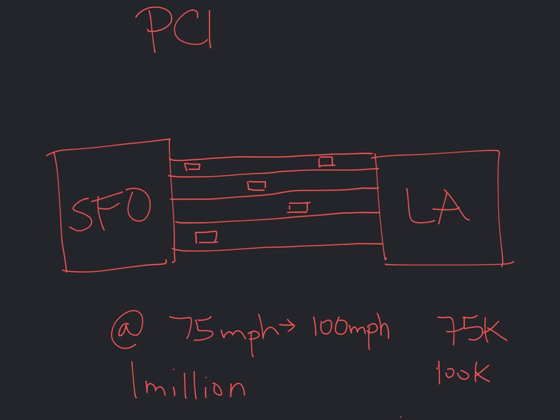So right now we have 4 lanes, and we need to get to 1 million people. So for every 4 lanes, 100,000 people can cross. So that means we'll have 4 times 10 lanes, which is 40 lanes. That's just crazy. So we know that this is definitely not a scalable solution. So now let's look at PCI Express.